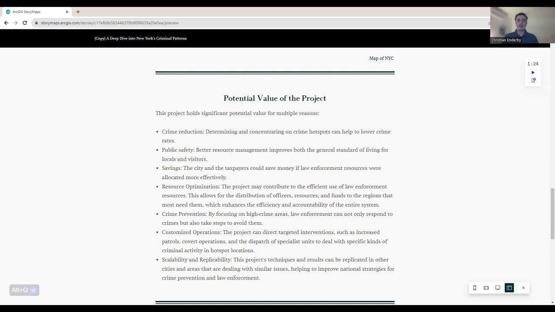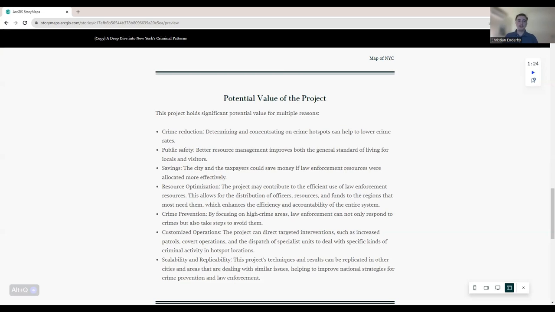Next, we have savings. The city and taxpayers could save money if law enforcement resources were allocated more efficiently. It is possible to lessen the need for widespread and frequent expensive policing methods, such as ongoing patrols or maintaining a sizable police force, by concentrating attention on crime spots. Next is resource optimization. The project may contribute to the efficient use of law enforcement resources. This allows for distribution of officers, resources, and funds to the regions that most need them, which enhances the efficiency and accountability of the entire system.